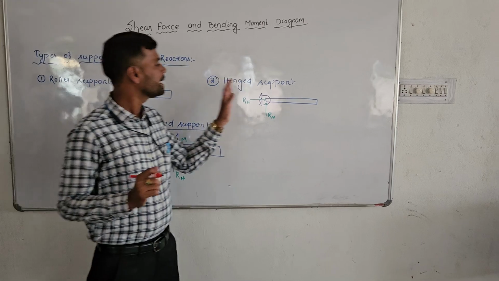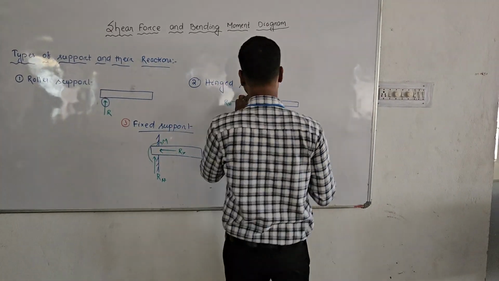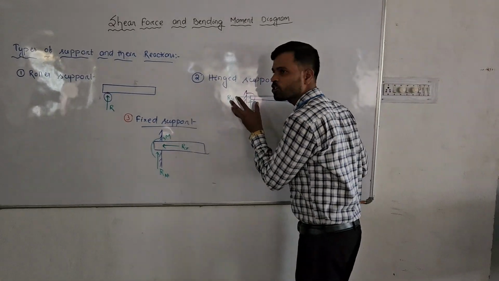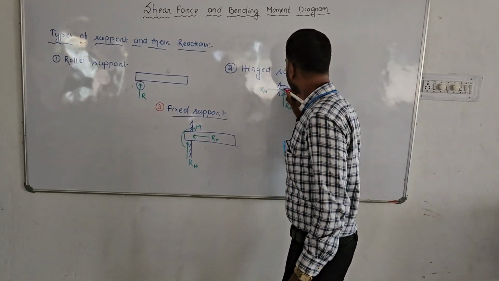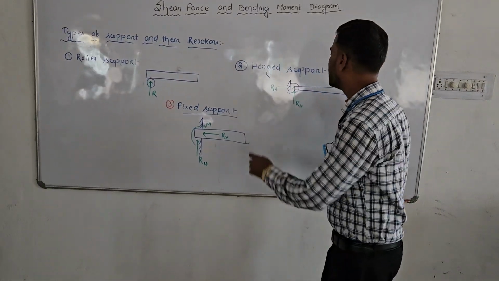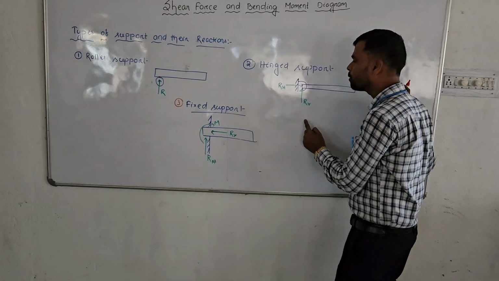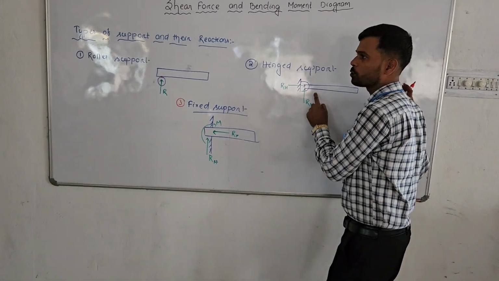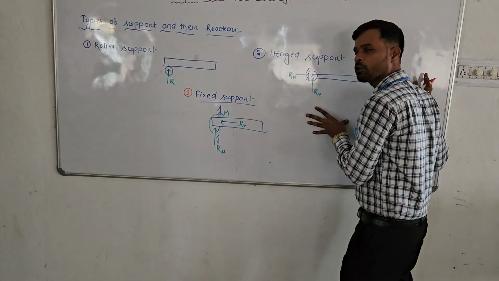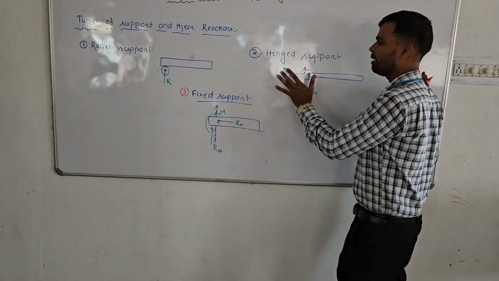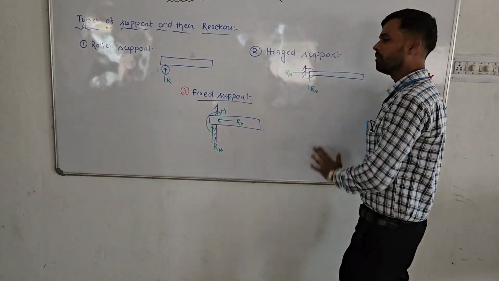The second one is hinge support. Hinge support means the beam is connected by means of a hinge. Here you will get two contacts, so you will get two reactions. One is along the horizontal direction and another one is along the vertical direction. So in case of roller support we get one reaction, and in case of hinge support we get two reactions, one horizontal and another vertical.